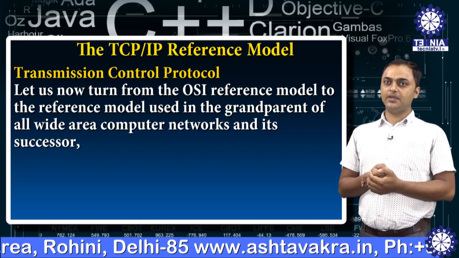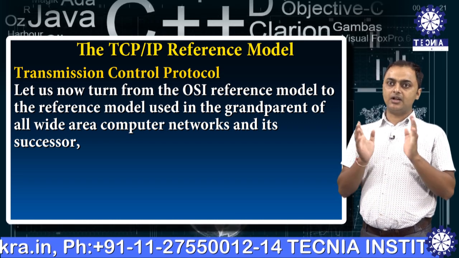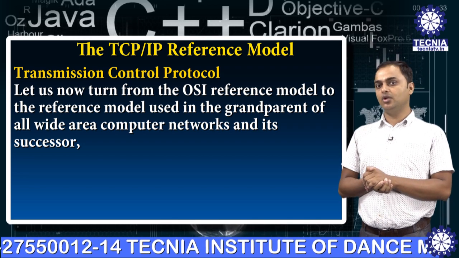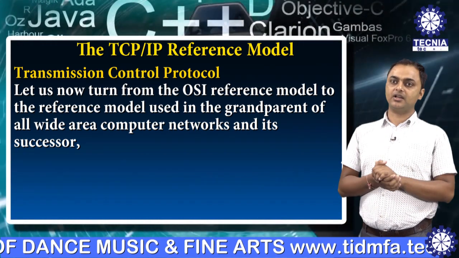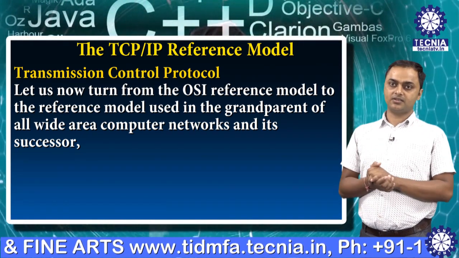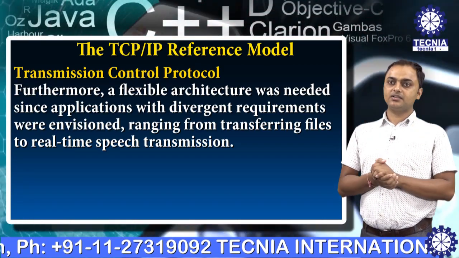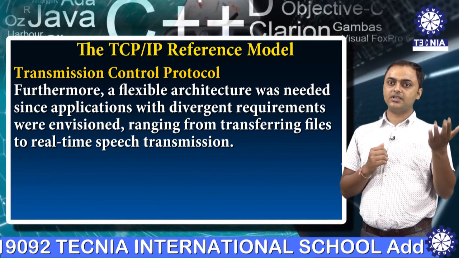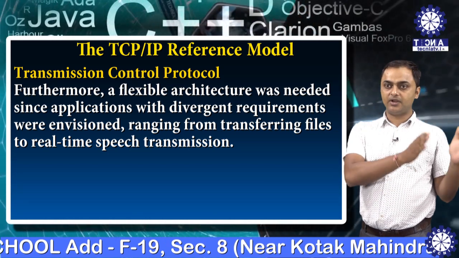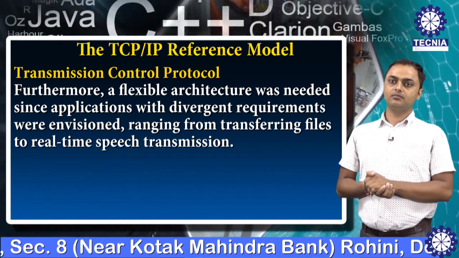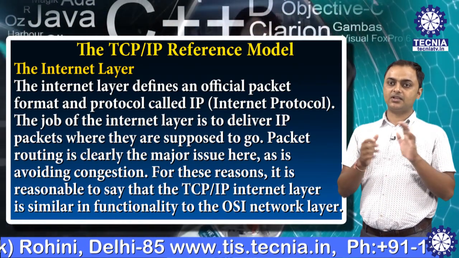Now we start the TCP/IP reference model, that means Transmission Control Protocol. Let us now turn from the OSI reference model to the reference model used in the grandparent of all wide area computer networks and its successors, that means the internet. Furthermore, a flexible architecture was needed, since applications with divergent requirements were envisaged, ranging from transferring files to real-time speech transmission. In the TCP/IP reference model, there are various types of layers.